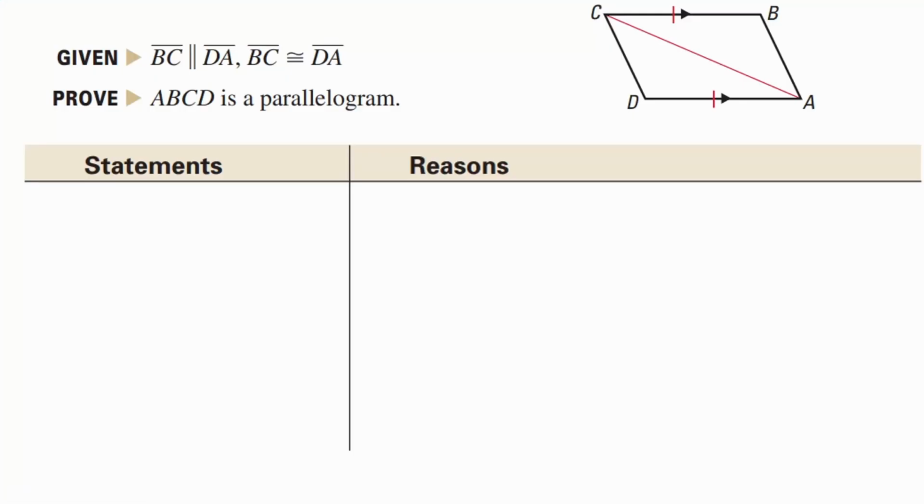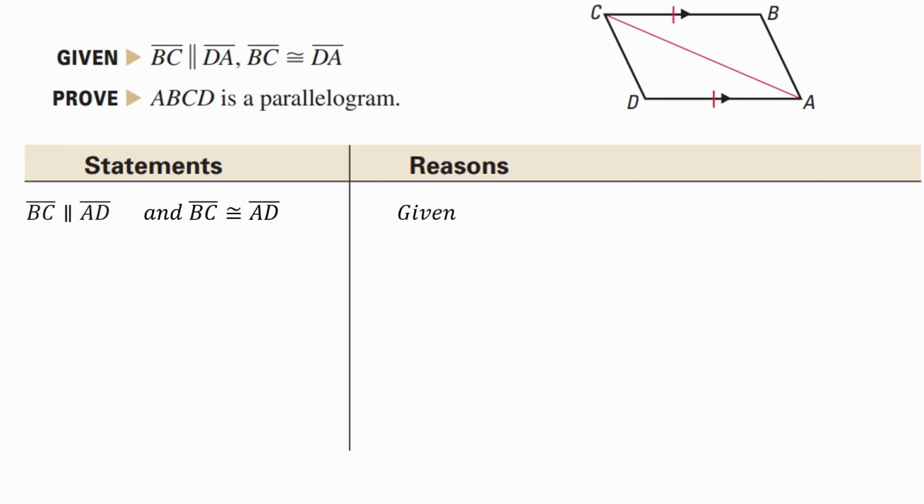We are given that the line BC is parallel to line DA. That's the first line going across, and that is congruent to that line that is going on the bottom from left to right. Then we also know line BC is congruent to line DA. So besides the top line and the bottom line being parallel, they're also congruent. They're the same. We're trying to prove that ABCD here is a parallelogram.